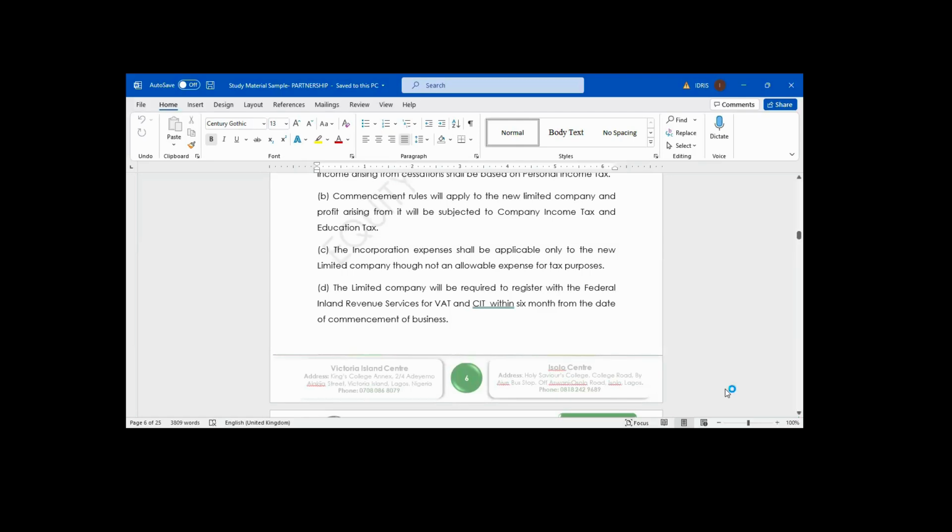Another one, the new limited company will be required to register with Federal Inland Revenue Service for VAT and CIT purpose within 6 months from the date of commencement of business.